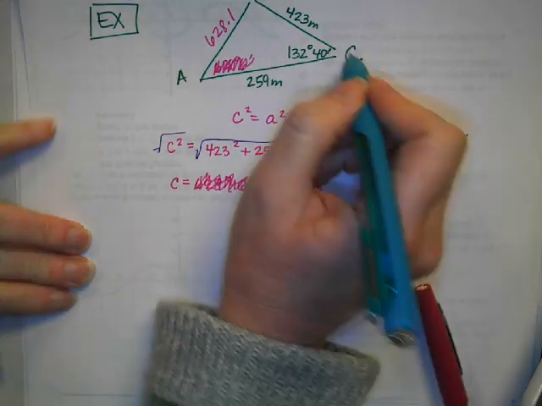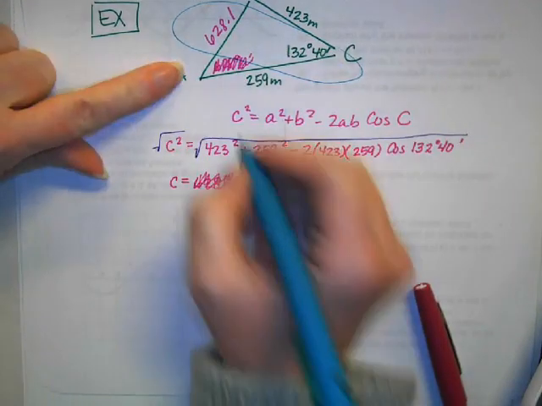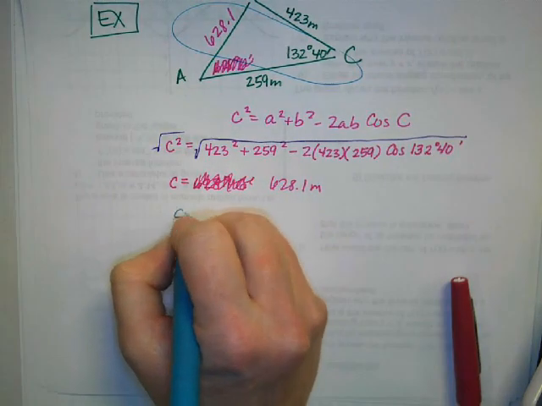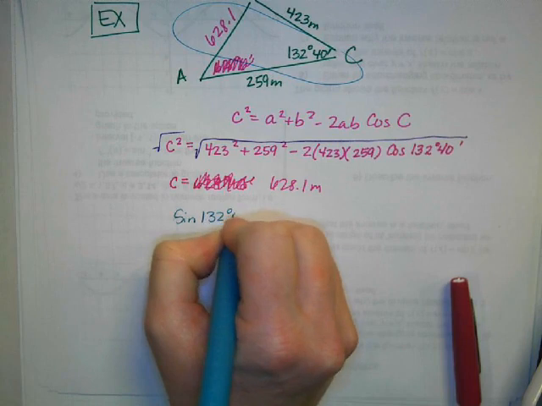Because now I have this, and to find my other angle measures, I can use law of cosines, or law of sines instead. So I'm going to do sine of 132 degrees, 40 minutes.